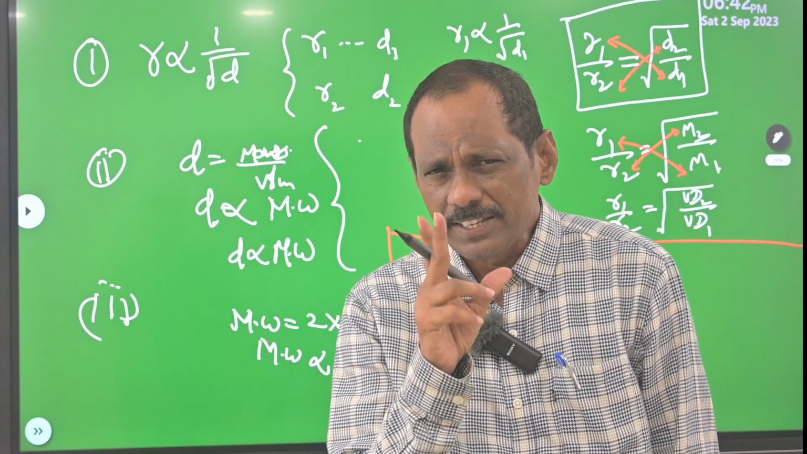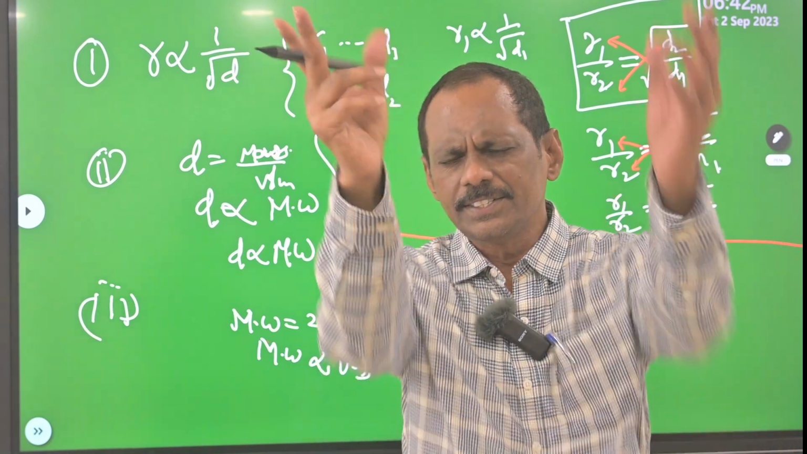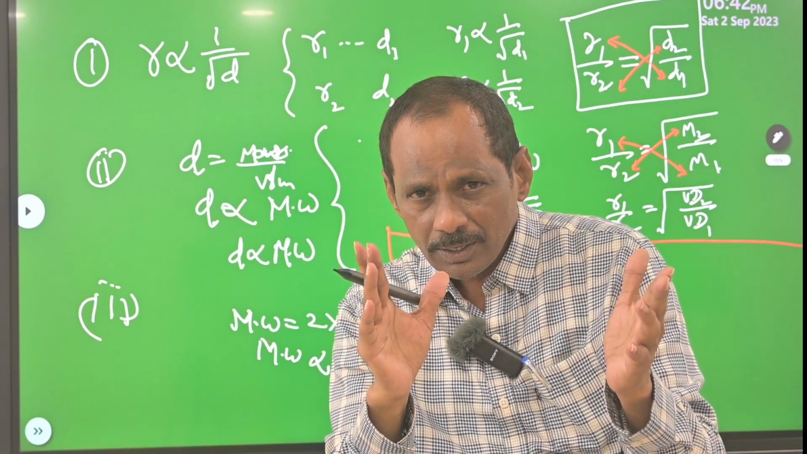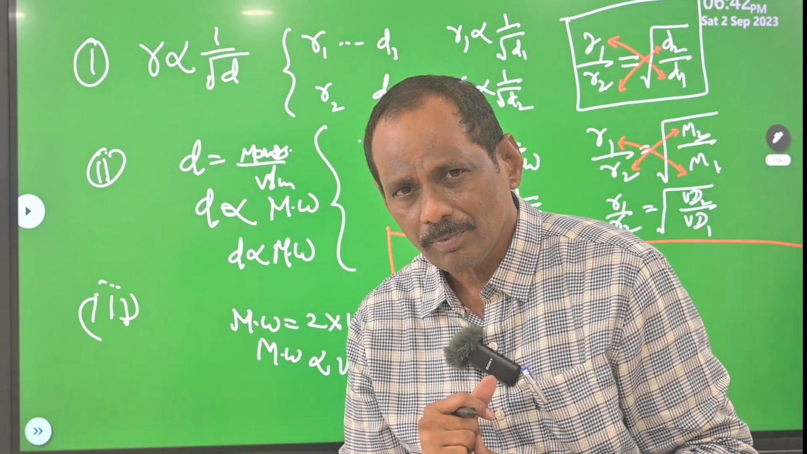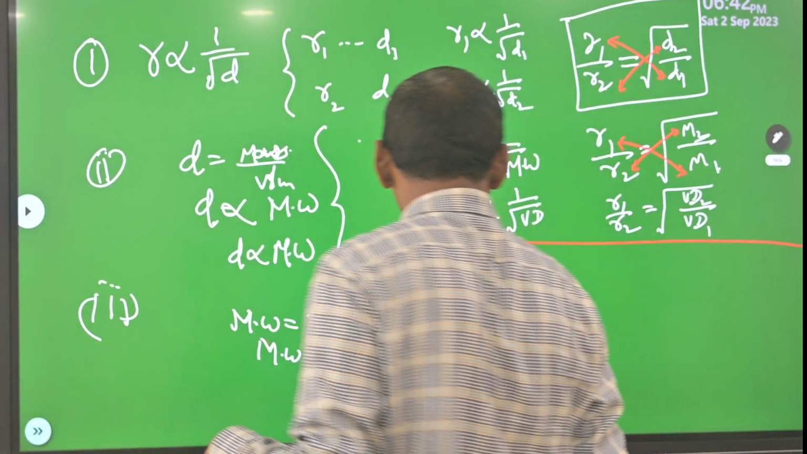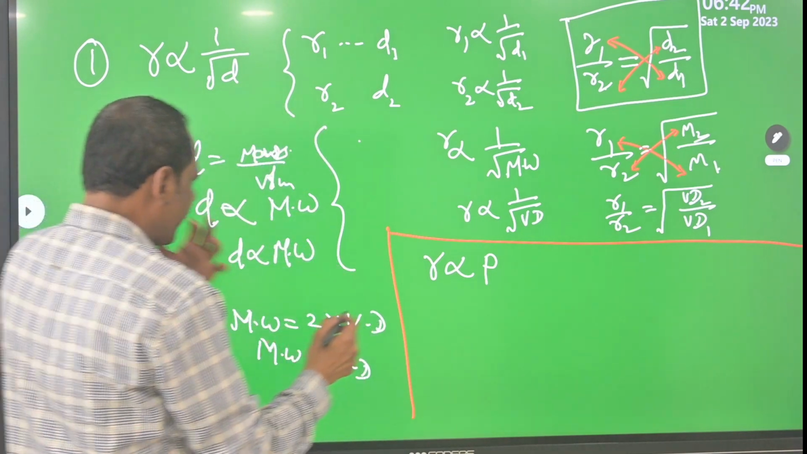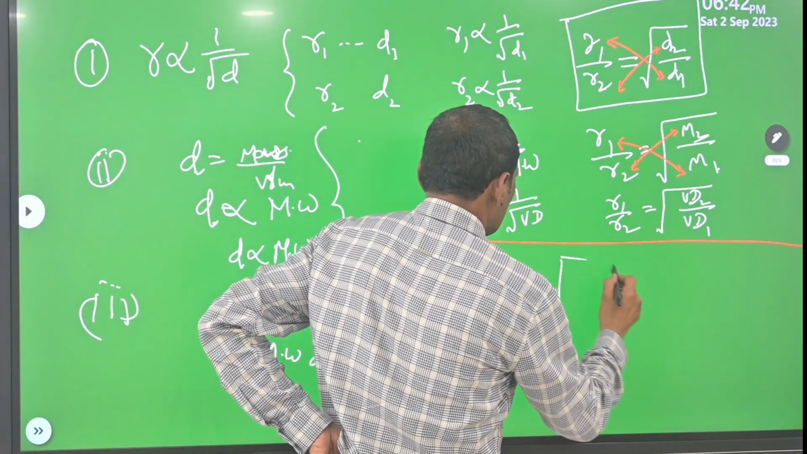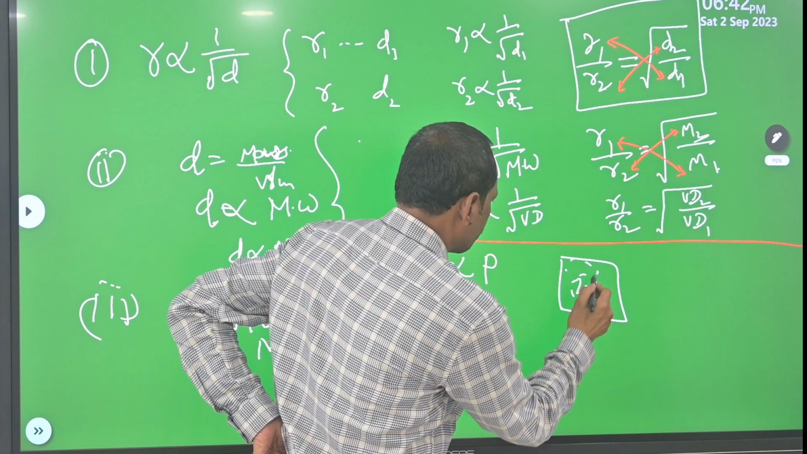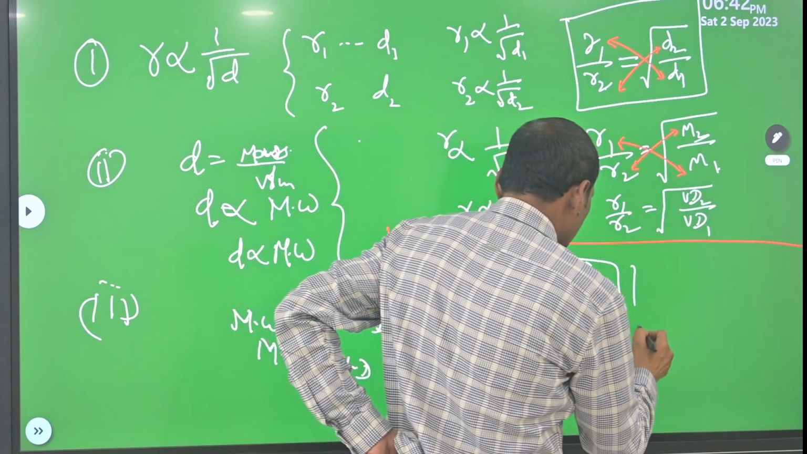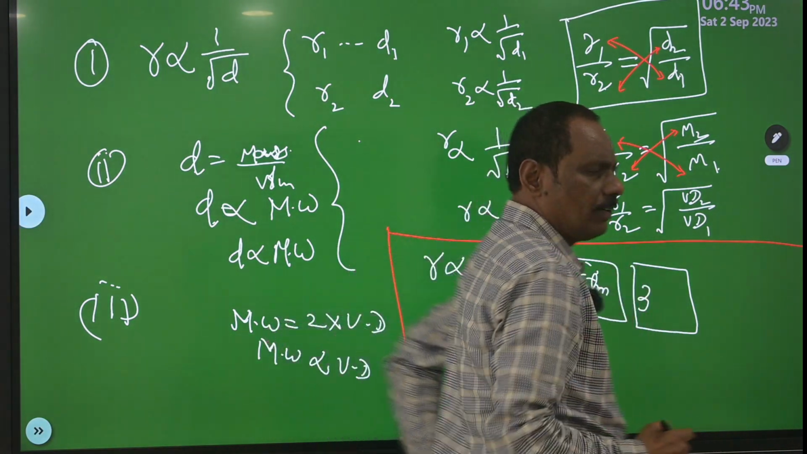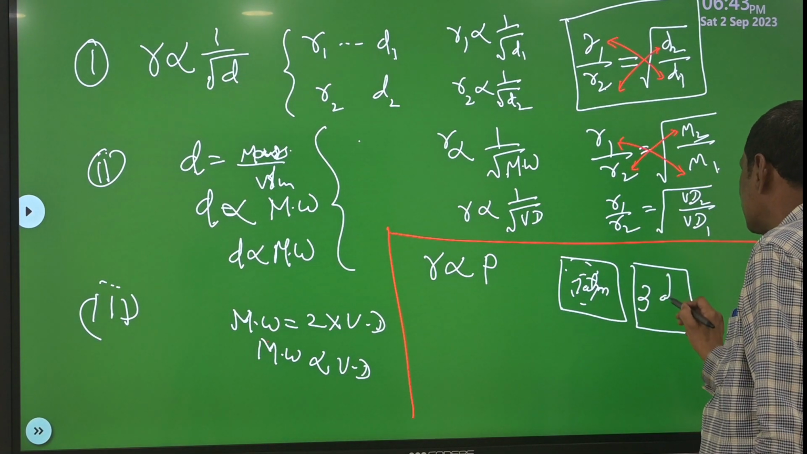Friends, imagine, it is general thinking, a common thinking. If the pressure of a gas is more, its rate of diffusion is also more. If the pressure of a gas is less, its rate of diffusion is also less. For example, if you take one cylinder, it is filled with a gas at 1 atmosphere pressure. Take another vessel. Fill this vessel with the same gas at 3 atmospheres pressure.